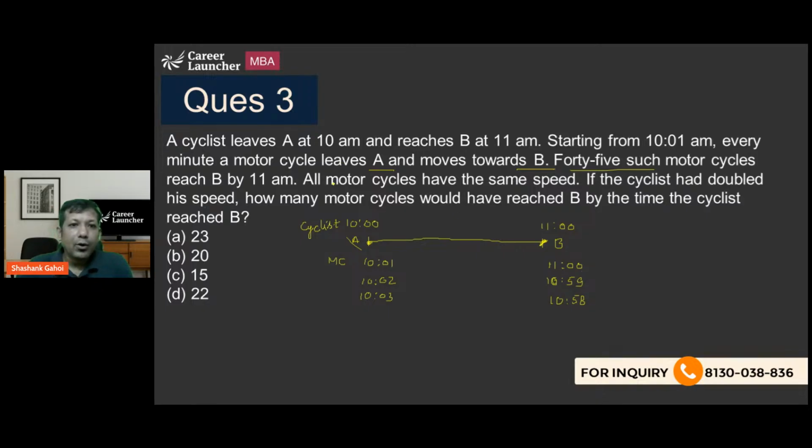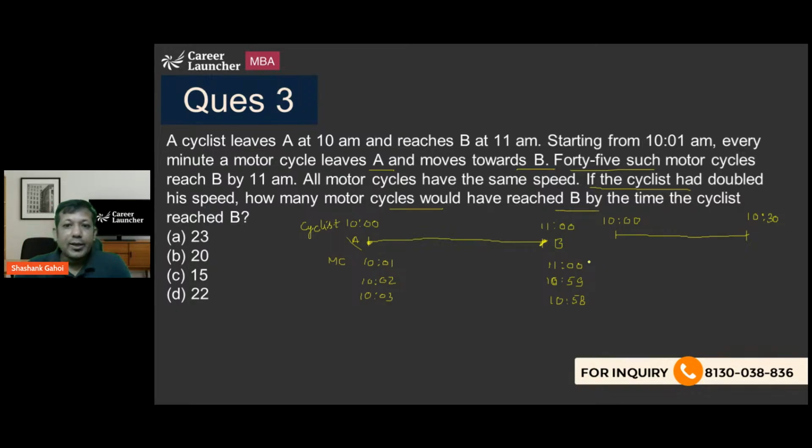Okay, all the motorcycles have the same speed, that we have taken into consideration already. If the cyclist has double the speed, it means the travel time is going to be half. It means the cyclist is going to leave at 10 and reach B at 10:30, because if speed is doubled, time is halved, right? Then how many motorcycles would have reached B by the time the cyclist reaches B?